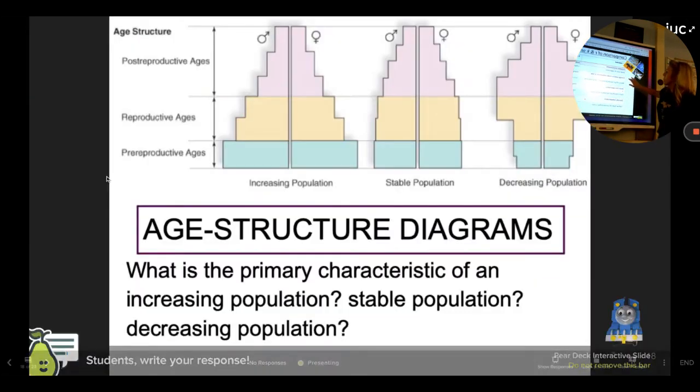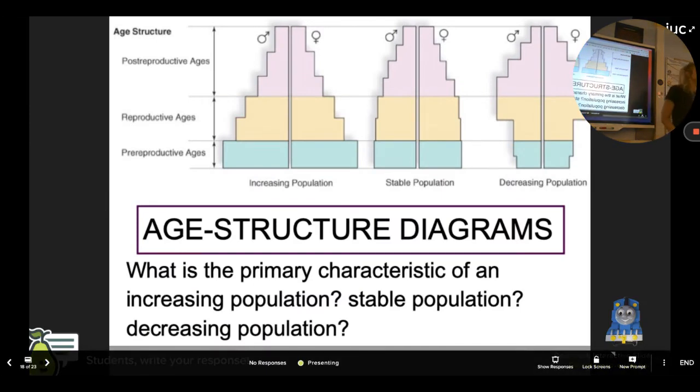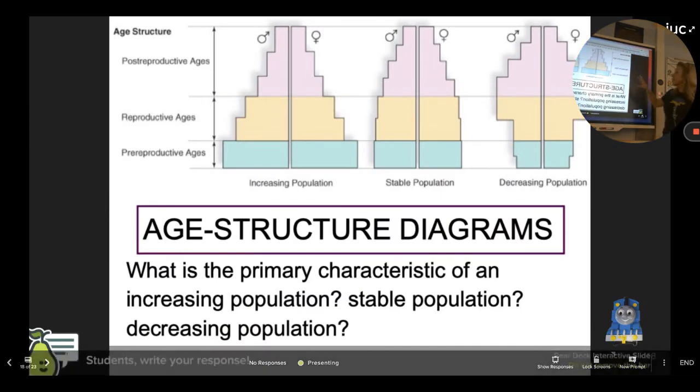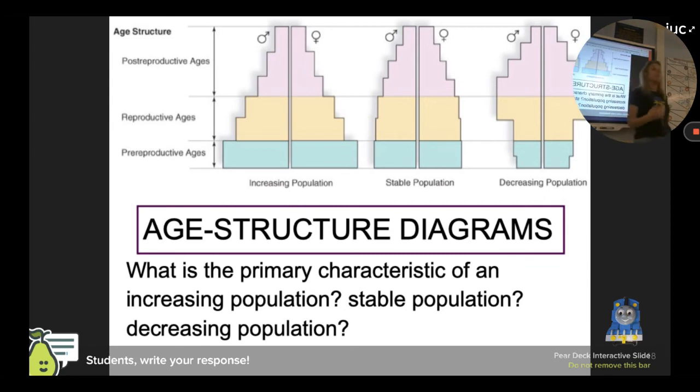All right. Now, age structure diagrams. You can look at trends within these, but what you always want to remember is you've got pre-reproductive, reproductive, and post-reproductive. And if your pre-reproductive is greater in numbers than your reproductive, your population is going to go up. And what you're looking for is zero, right? You're looking for birth rate equaling death rate.